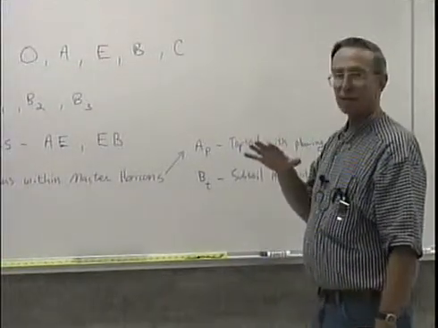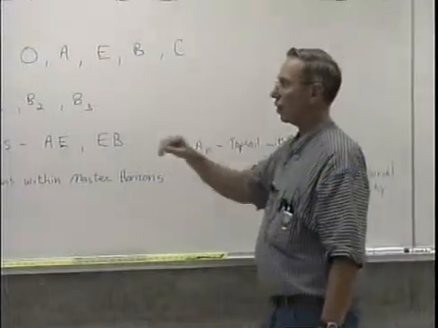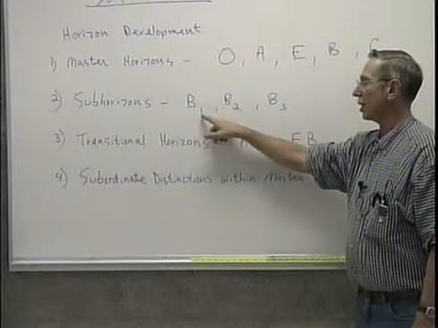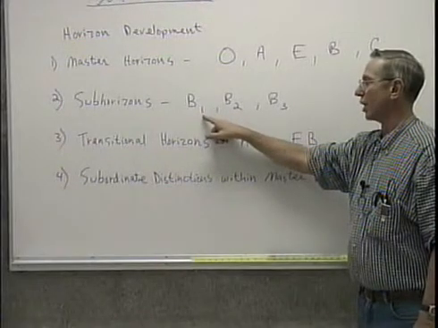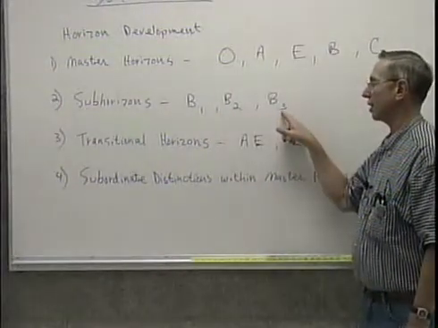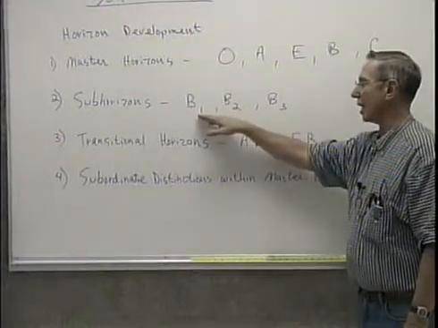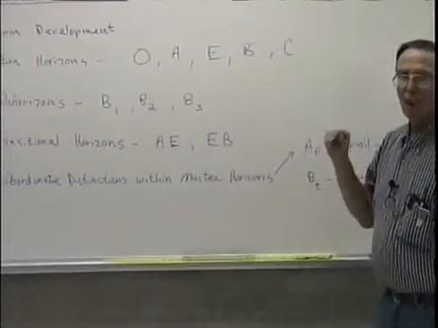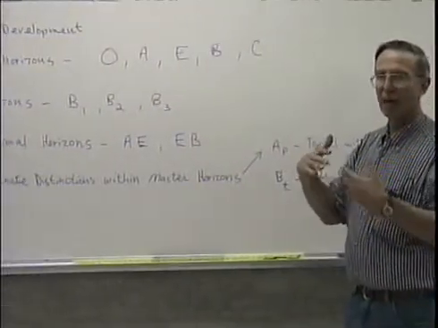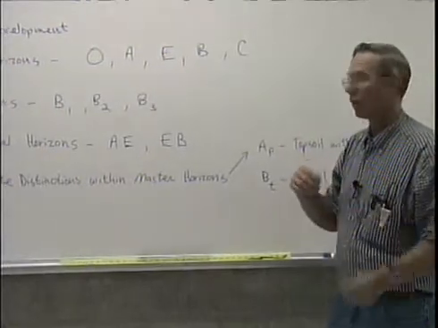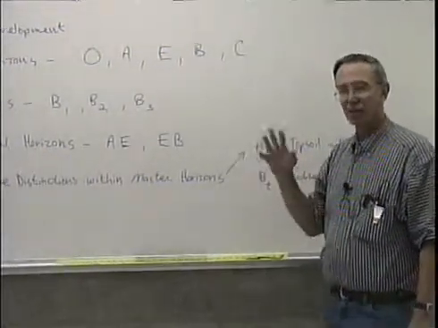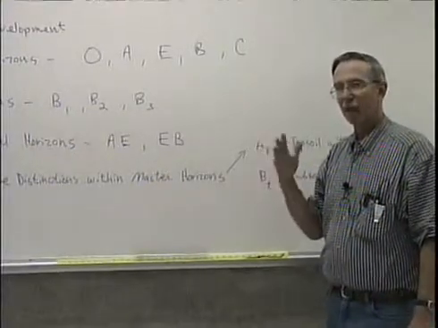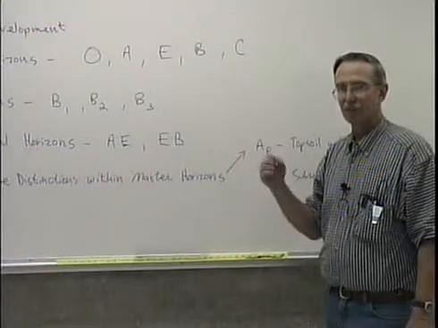Oftentimes we'll have breakdowns of major or master horizons into what are referred to as subhorizons. Subhorizons are indicated with numbers written below and to the right of the master horizon. So for example, we could have a B horizon divided into a B1 and B2 or a B1, B2, and B3. This is basically telling us that we have all of this as B horizon or subsoil, but we need to divide it into segments or portions because there are differences in color, structure, or something that indicates minor differences within a given master horizon.